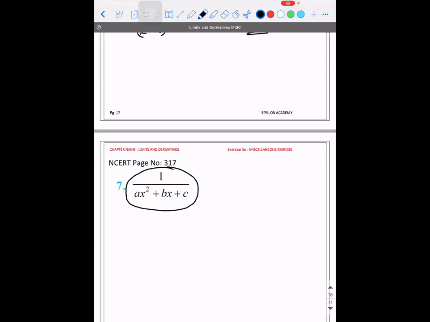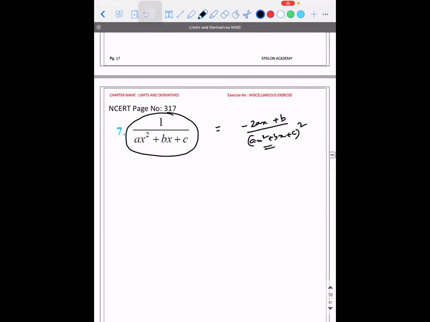Completed, sir. Minus 2ax plus b divided by ax square plus bx plus c the whole square. Did you get this? Yes, sir.